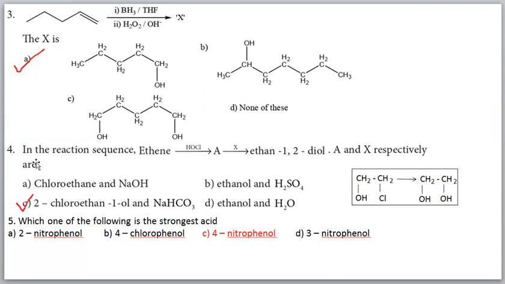Okay. Then, the reaction sequence: ethene, meaning ethylene, CH2 double bond CH2, plus HOCl. Now what will happen? The pi bond is cleaved. Since ethene is symmetric, on one side OH will go, on the other side Cl will go. So this compound we will get. Okay. So the pi bond is cleaved, so it becomes a single bond. This side OH will come, this side Cl will come. Okay. Then this compound is this A.